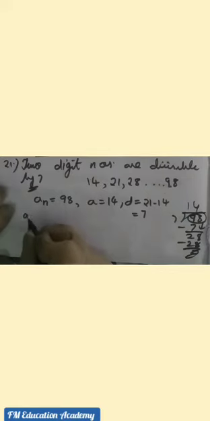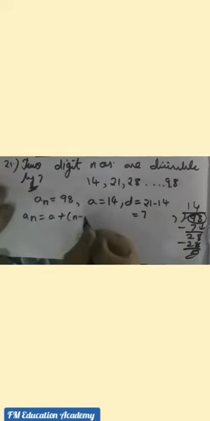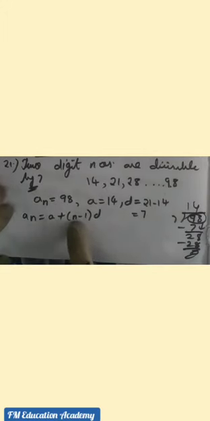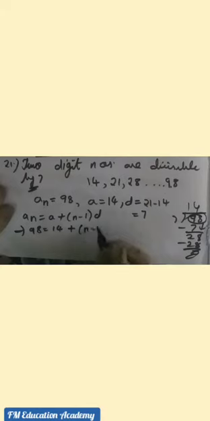Now use the general formula an is equal to a plus n minus 1 into d, because we know the value of an, we know the value of a, we know the value of d. Easily we can find the n value. That is how many numbers are divisible by 7. That is what you have to find out, right? So substitute: 98 is equal to a is 14 plus n minus 1 into 7.